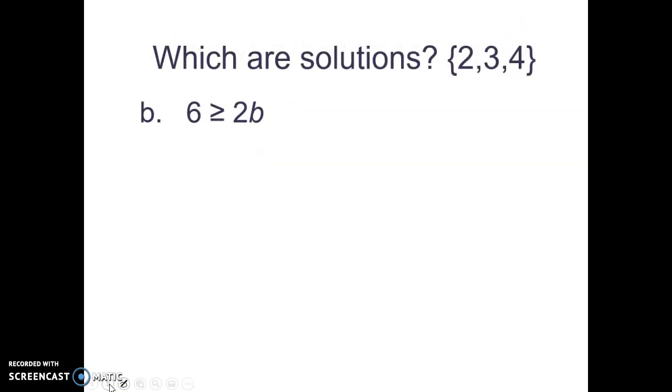All right, let's try another one. Try this one on your own. Pause the video, try it on your own, and then unpause when you're ready to check your work. Which of these are solutions?